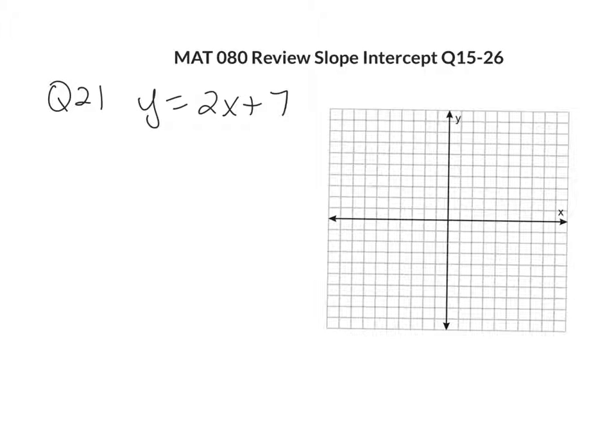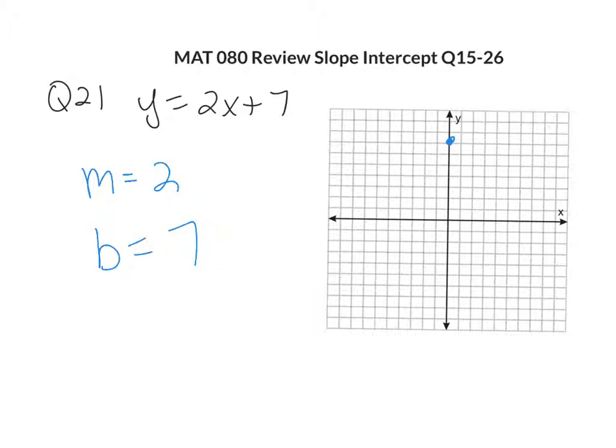Now we're going to use our knowledge of slope-intercept form to actually graph. So our slope, the number with x, is 2, and our y-intercept is at 7. So you always want to graph your y-intercept first. So I'm going to find 7 on the y-axis. That's 1, 2, 3, 4, 5, 6, 7. And my slope is 2.